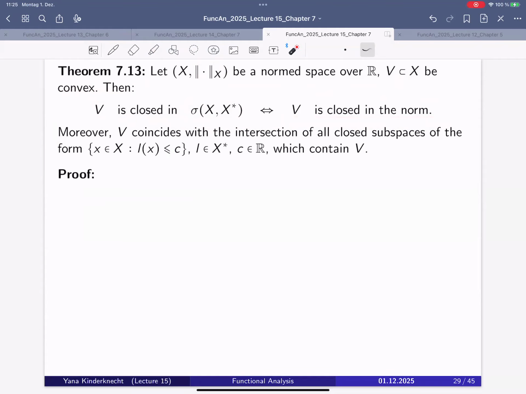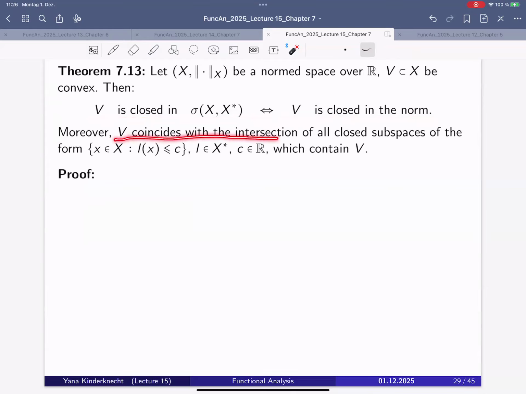And this is somehow in the direction of convex optimization. This statement is a kind of hint that in the case of convex optimization, everything should work nicer. So this is the theorem. This is the statement.